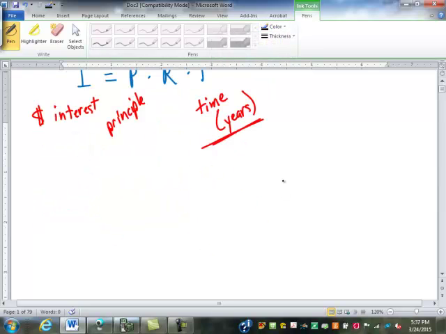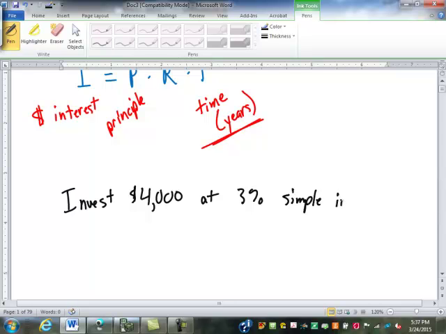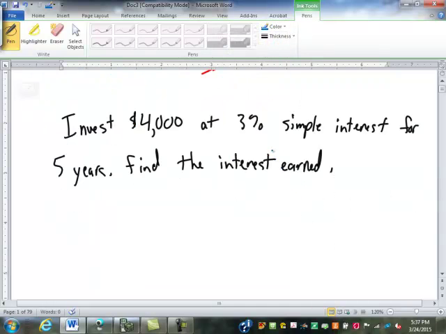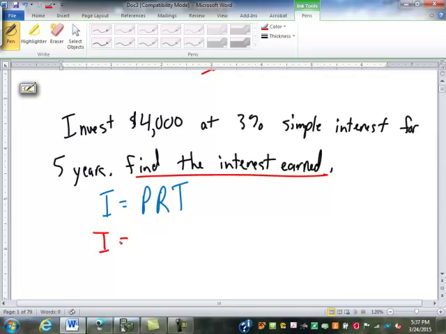So let's say that we invest $4,000 at 3% simple interest for 5 years. Find the amount of interest earned. So this is just our simple interest formula. Do we know I? Well, the amount of interest earned is what we're looking for. So I is what we're trying to find here.